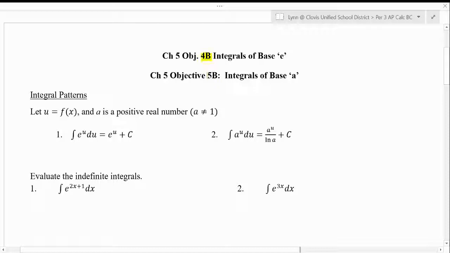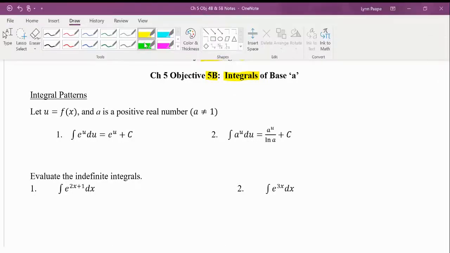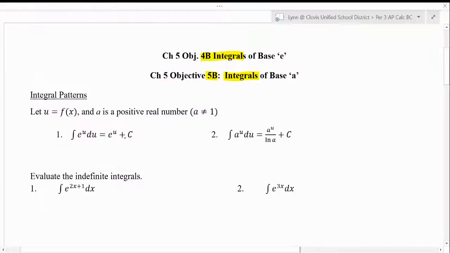This is objective 4b and 5b. So it is just the integral side of our base a and base e. So we already know the derivative patterns. So now we just need to work backwards.